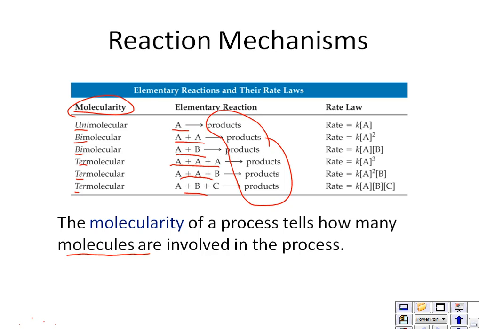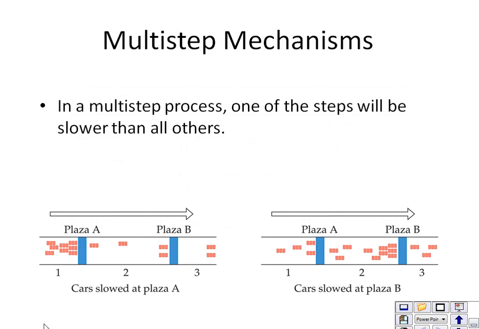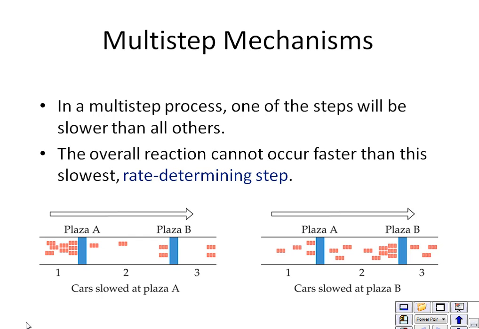Let's see if I can get my PowerPoint working here. Okay. In a multi-step process, one of these steps will be slower than all the others. They are showing you the overall reaction rate cannot occur faster than the slowest step. That's the rate determining step. So that theme, like we're only as strong as our weakest link, well, this is only as fast as the slowest step. So in this case, this is like a toll booth, where you pay money to drive on the road.